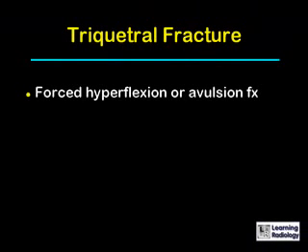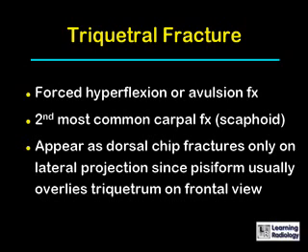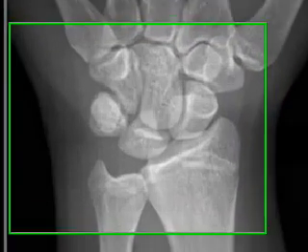A triquetral fracture occurs from forced hyperflexion, or sometimes an avulsion fracture. It's the second most common carpal fracture next to scaphoid fractures, and it will appear as a dorsal chip fracture, usually only on the lateral projection of the wrist, since the pisiform usually covers the triquetrum on the frontal view.